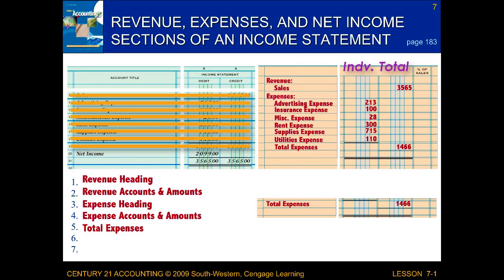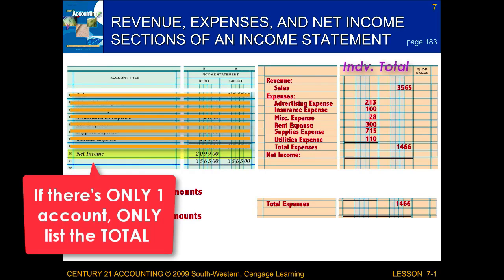Okay? If I look back at my worksheet, the only number that I don't have accounted for yet is my net income. So you would put your net income or your net loss next. In this case, we have a net income, so I'd write net income. And then again, this doesn't have individual amounts, it just has one total net income amount. So I'm going to take that total of $2,099 for my net income and put it in the total column, which is the right column. I'm going to write that $2,099.